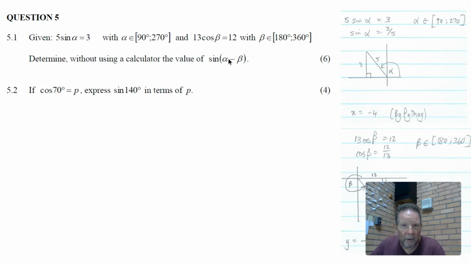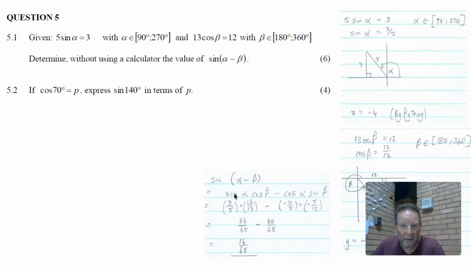Now it says, what's sine alpha minus beta? Well, you've got a formula sheet that tells you what sine alpha minus beta is. I don't know if they give you a mark, but if you write down sine alpha cos beta, you've almost got your answer. Now, you know that the sine of alpha is 3 over 5. And the cosine of beta, you know, is 12 over 13. You were given that. Just put it in.